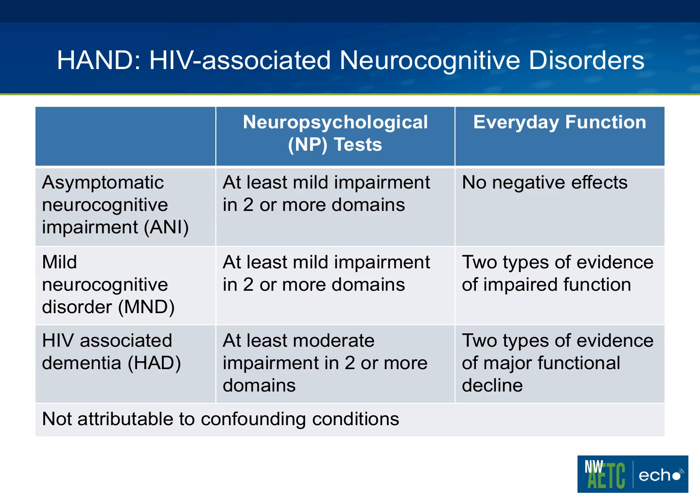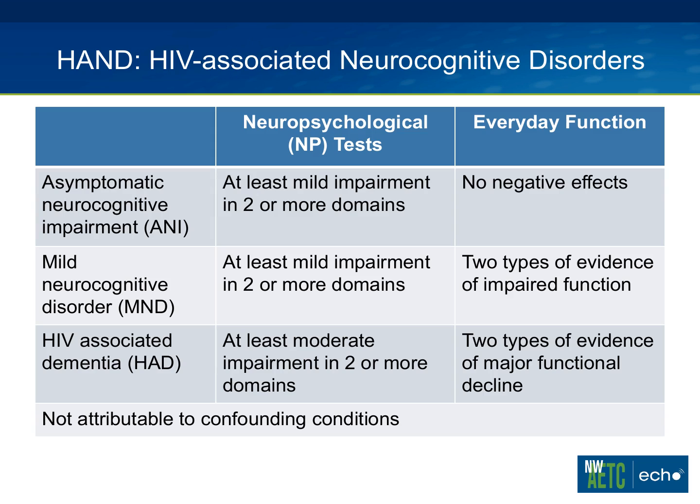So there are three categories of HAND: asymptomatic neurocognitive impairment, or ANI, mild neurocognitive disorder, or MND, and HIV-associated dementia, which I call HAD. And the diagnosis is based on results of neuropsychological testing and an assessment of everyday functioning. So for ANI and MND, you have to have at least two areas of mild impairment, two neurocognitive domains.